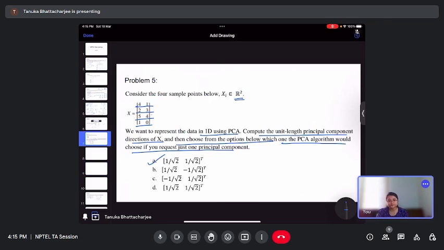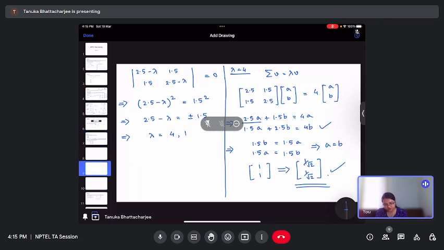So the answer 1 by root 2, how did you take, ma'am? So the vector we got is just 1, 1. So if you take the unit vector along that direction, each element you should divide by the magnitude of the vector. The magnitude of the vector is root over 1 square plus 1 square, which is root 2. So each element I have to divide by the magnitude to get the unit vector. Okay.